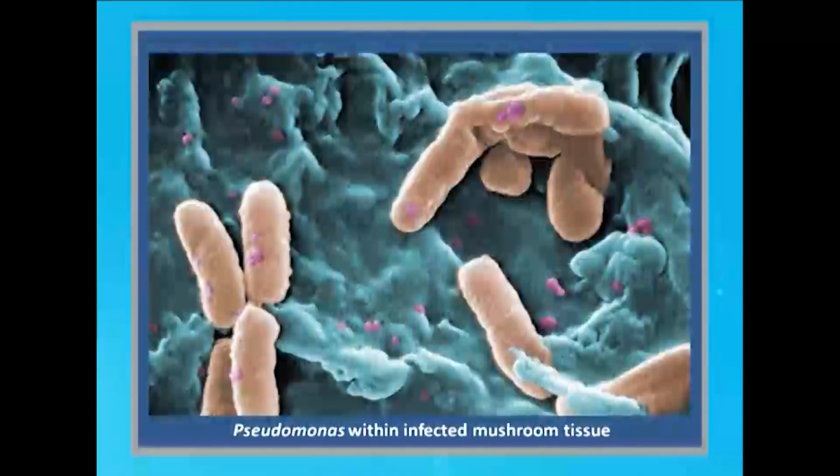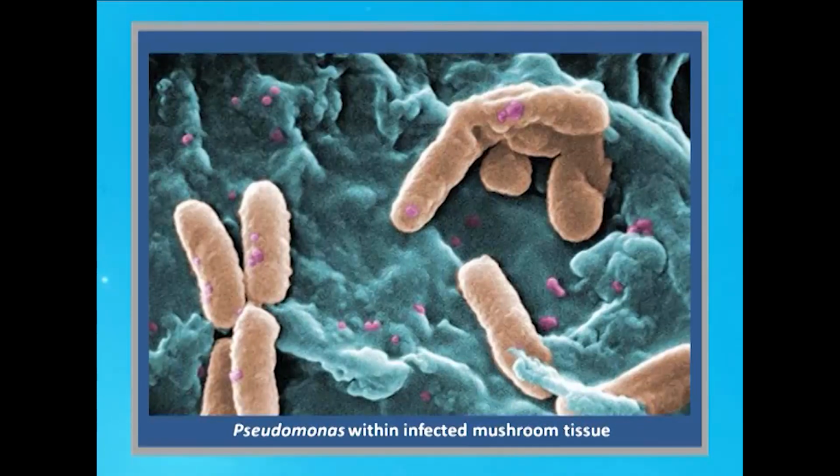There may be sometimes infection of bacteria. These are Pseudomonas growing inside mushroom tissue, inside the pileus. And these bacteria, they do produce certain antibiotics. And these antibiotics will reduce mushroom growth, reduce production, reduce the fruit body size.